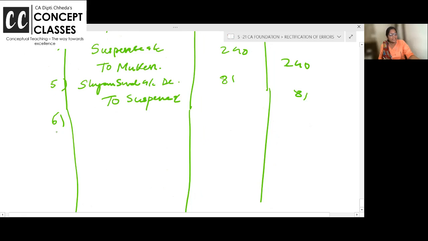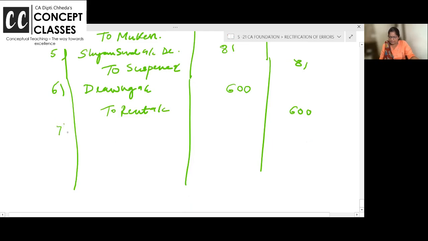Rent of proprietor's residence 600 debited to rent account. If we are doing some personal expense for proprietor, paying his son's school fees and all, then it should go to which account? Drawings account. This is not the rent of the business. So rent account should not be debited. So wrongly debited, to nullify the effect, credit the rent account and debit the drawings account. Drawings to rent.